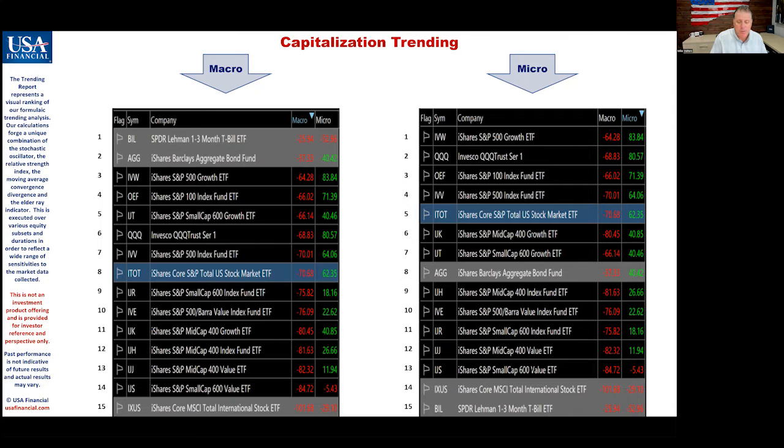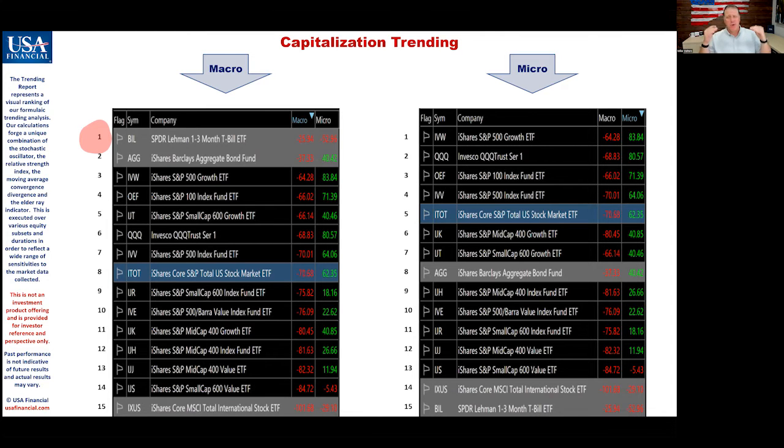From a macro perspective, a couple things to keep in mind are really interesting and unique right now. Here we are with the 1 to 3 month T-bill, which is essentially cash. So cash is ranking in the number one spot on the macro. And that's not a good thing. That means that all the stock market, even the bond market, is falling below cash. That's what's very unique about this current environment.